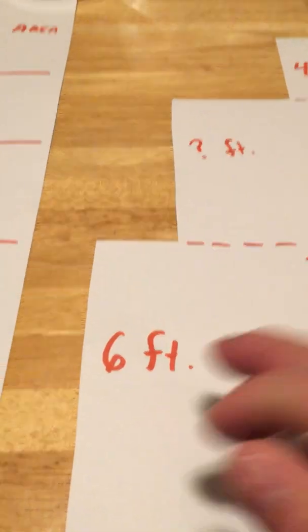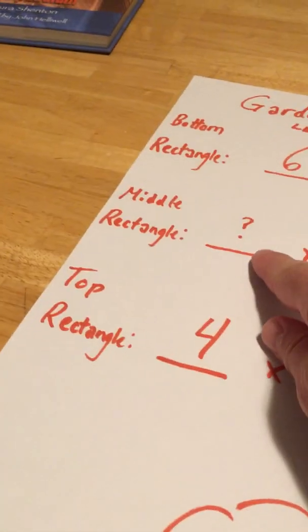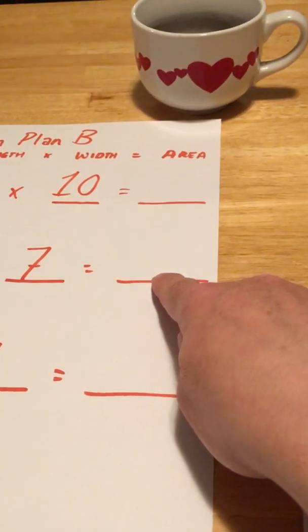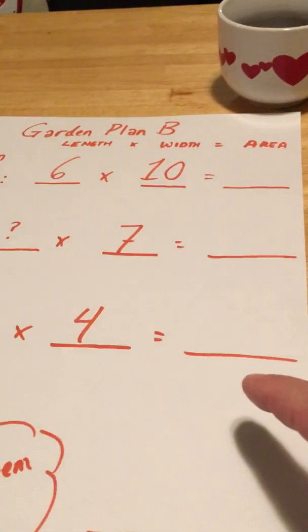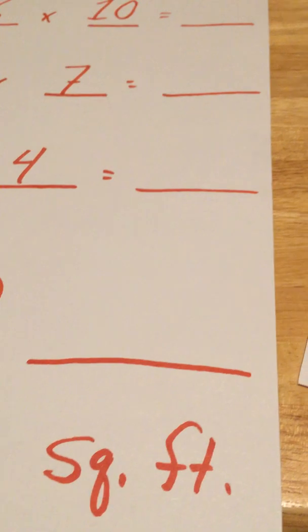And then 11, take away the 6 you see right here, should leave you with a total of 5. So 5 should fit in this spot right here. Then 5 times 7, grand total of 35. And then you'd add all three of those areas together to make the grand total down here. And don't forget to label it square feet.